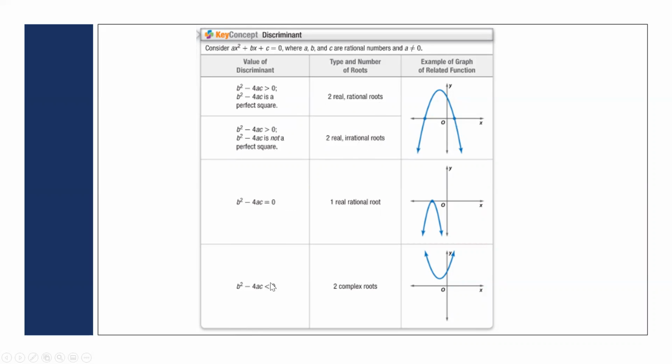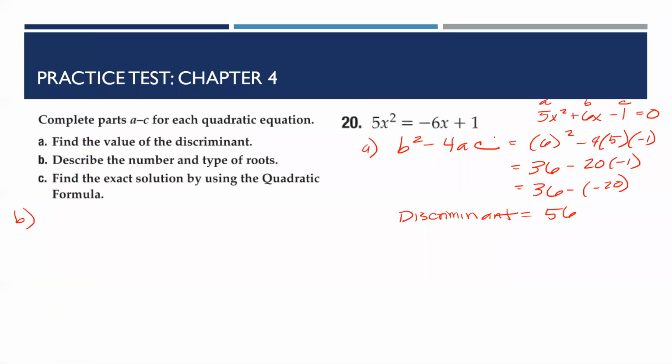And if your discriminant is less than 0, remember that gets into those imaginary numbers, and you end up with 2 complex roots. All right, so this one here, our discriminant was greater than 0, but it is not a perfect square. So we were going to have 2 solutions because it is greater than 0, but it is not a perfect square, so there are 2 irrational roots.